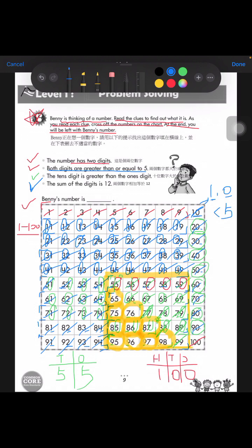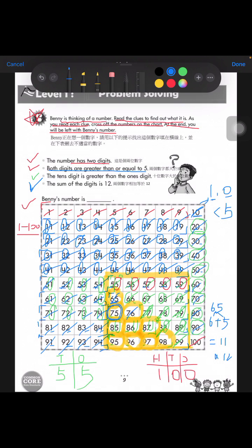You know that the sum of the digits is 12. What does this mean? We take 65 as an example. 65, the digits include 6 and 5. 6 plus 5 equals how many? Yes, 11. So the sum of the digits is 11 but not 12, so cross it out. How about 75? 75 means 7 plus 5. It equals 12, so circle it. 76, 7 plus 6 equals 13, but not 12, so cross it out.